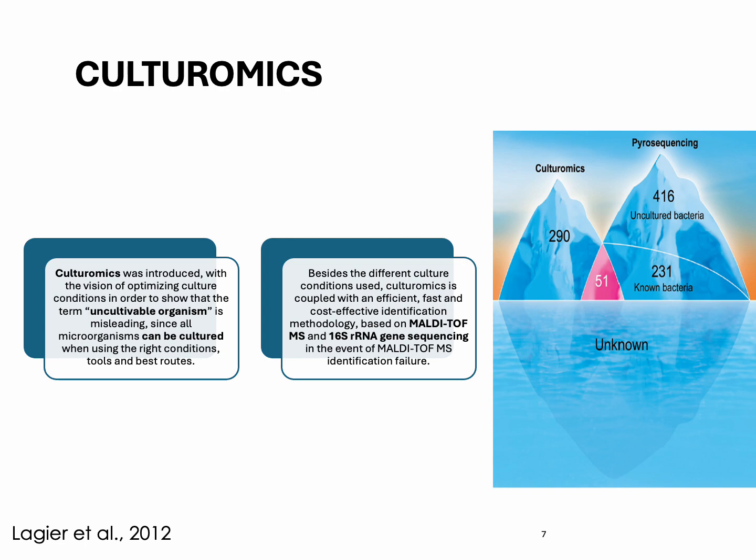And these generated data made the scientific community believe that culture would no longer be needed. This is why we wanted to define a new approach called culturomics, which was introduced with the vision of optimizing culture conditions in order to show that the term uncultivable organism is misleading, since all microorganisms can be cultured when using the right conditions, tools, and routes. Besides the different culture conditions used, this approach is coupled with an efficient, fast, and cost-effective identification methodology based on MALDI-TOF MS and 16S rRNA gene sequencing in the event of MALDI-TOF MS identification failure.